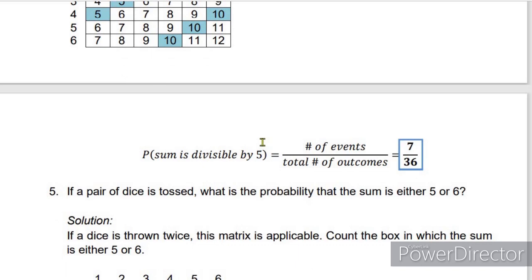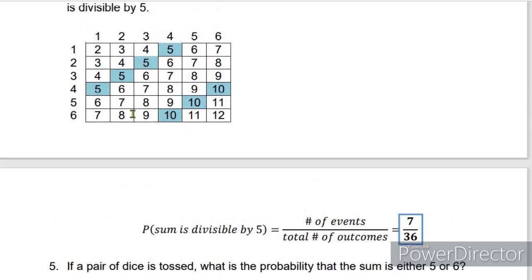Now, we will get the probability that the sum is divisible by 5. The number of events is 7, because there are 7 sums that are divisible by 5, over the total number of outcomes. Why? Because 6 times 6 is equal to 36. The total number of outcomes is 36. So the probability is 7/36.